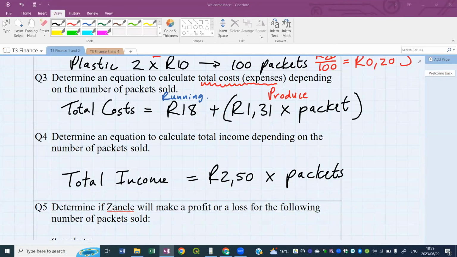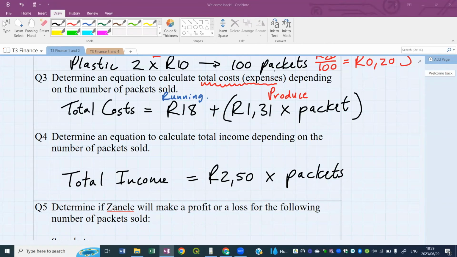We've got two equations here that we can give Zanele and say, Zanele, to run your business with the basic information that you've given us, you need these two equations. Number one, this one will tell you the total costs depending on how many packets you sell in a day. And number two, this will tell you the total income depending on how many packets you sell in a day.